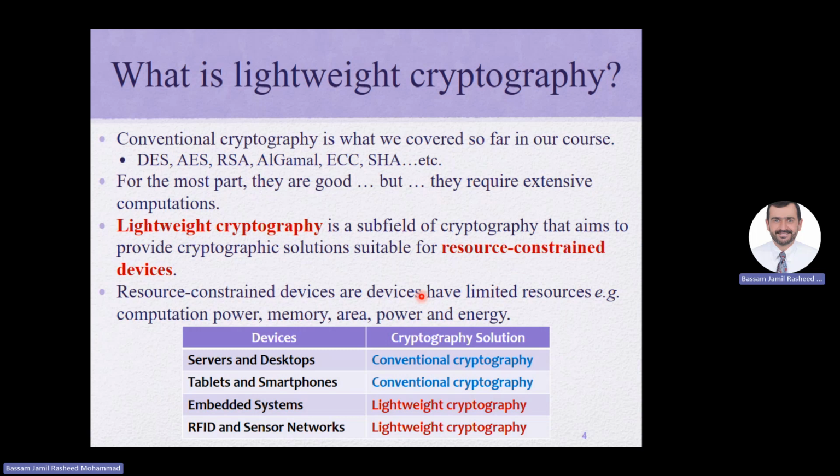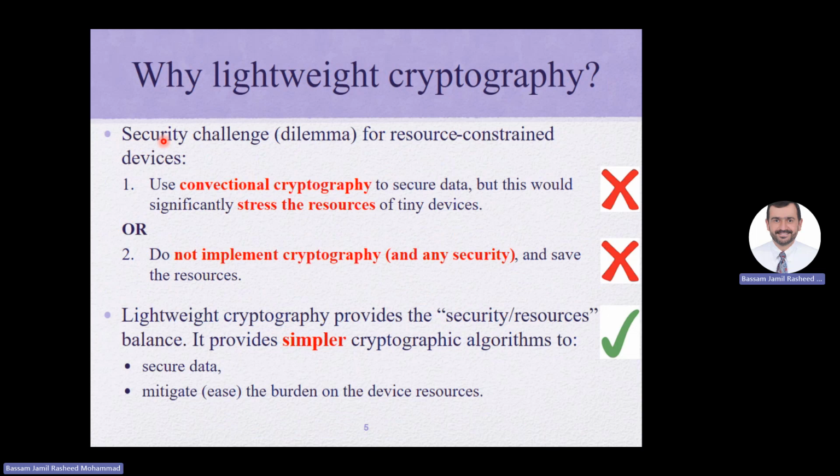Therefore, we can see that in these tiny devices, we have a security challenge here. On one end of the spectrum, using conventional cryptography on a tiny, resource-constrained device significantly stresses the resources of this device. Well, you can think of not implementing anything in terms of cryptographic algorithms, and that would be the wrong choice also. So using the conventional methods or not using any security measures, both are not appropriate. And this is why lightweight cryptography provides the security-resource balance. It provides simpler solutions and algorithms to secure the data, but at the same time, it has less burden on the device resources.